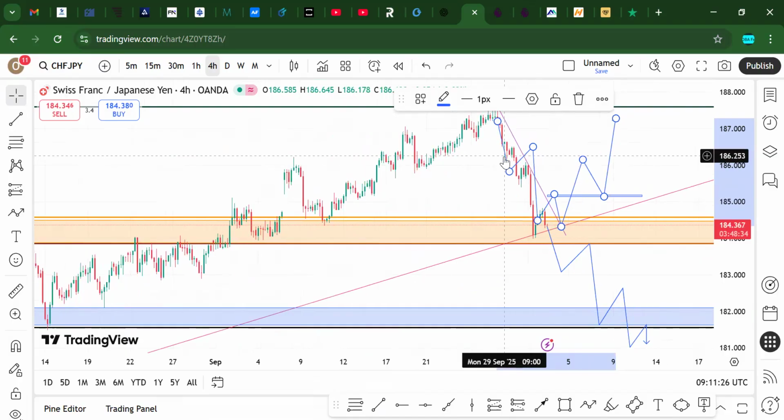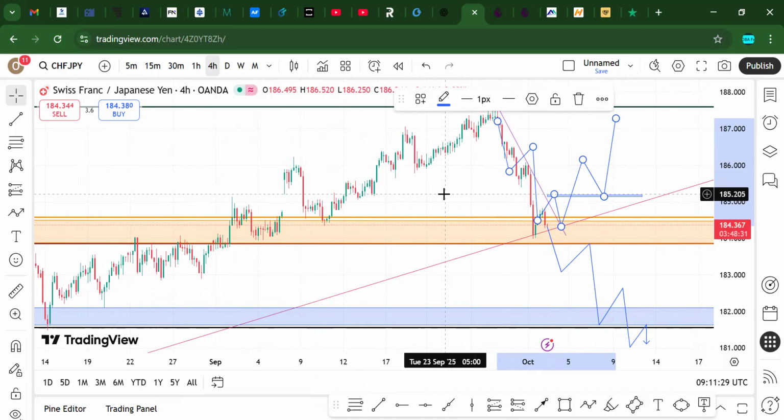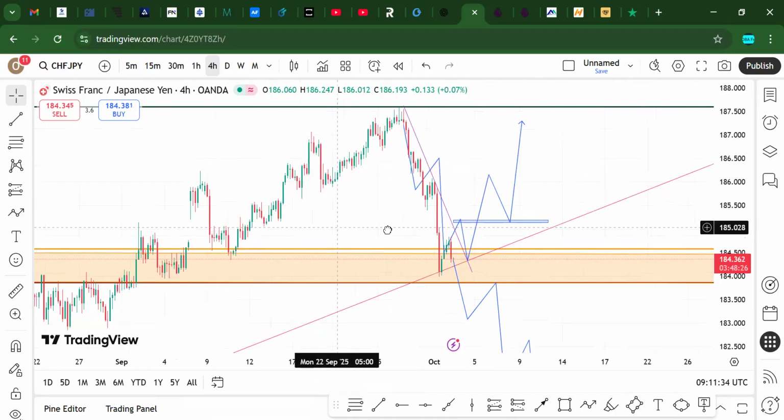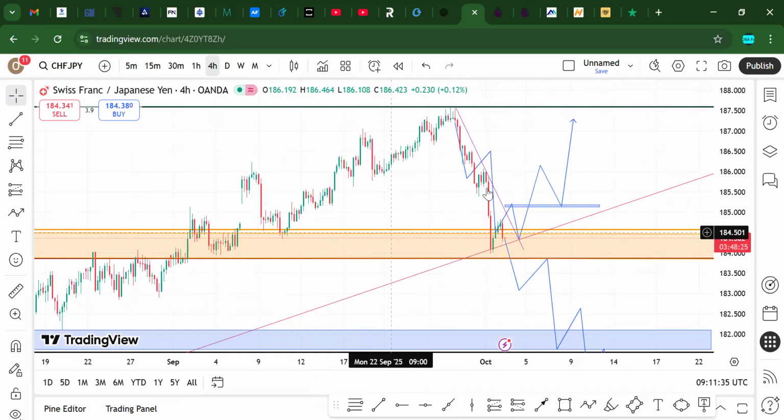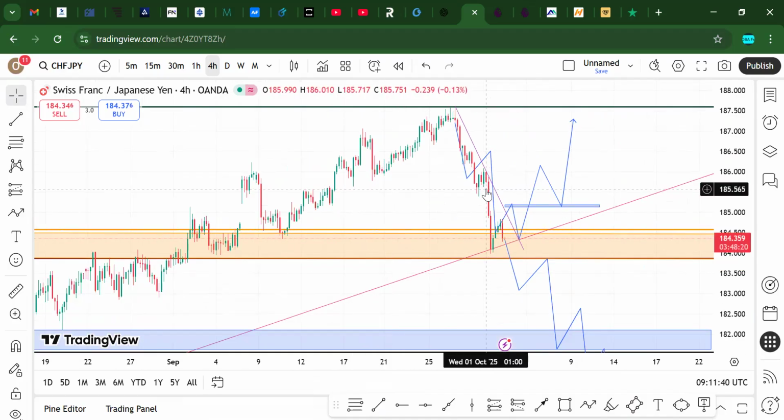So this is my own market outlook on the not so popular currency pair CHFJPY. So if you're into trading this particular Forex currency pair, whenever you come across this, you can compare this to your own analysis and monitor the market to see how this plays out.